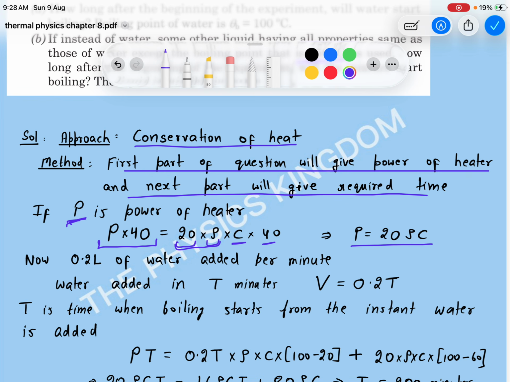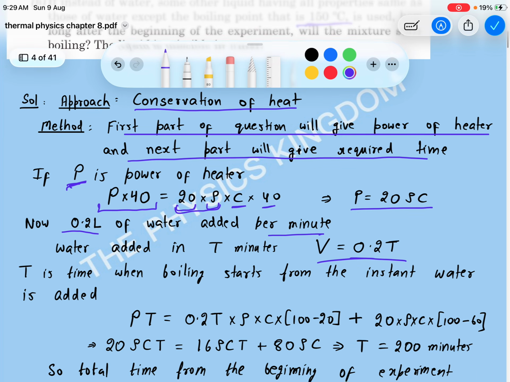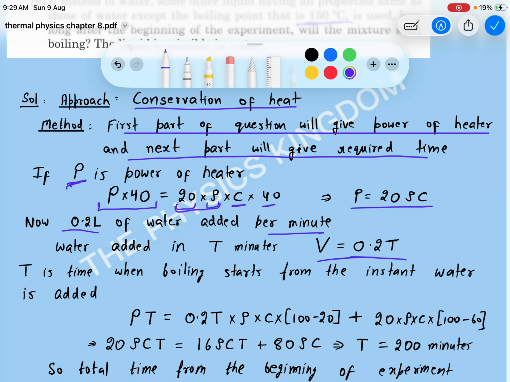Now 0.2 liter of water you are adding in 1 minute. Suppose boiling will start after t minutes. How much extra volume have you added in t minutes? 0.2 into t. So this much volume you have added, but the power supply is the same. So if t is the time when boiling starts, counting from the instant water is added, then P into t is equal to the water you have added so far, 0.2 into t, into again density, specific heat.